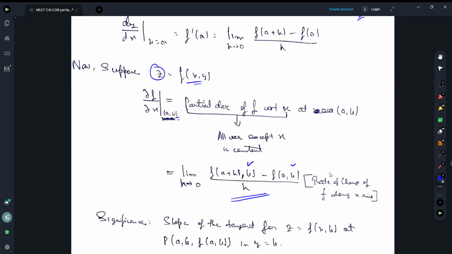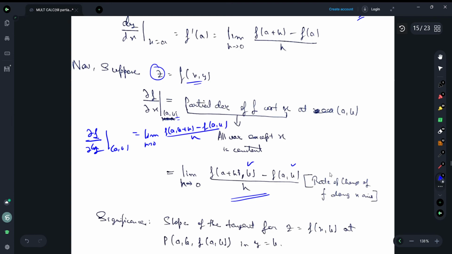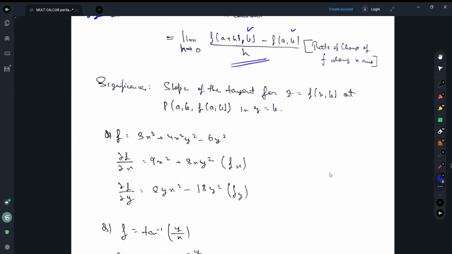And a similar definition will give you the value of the derivative of the function at the point (a, b) with respect to the variable y as limit h tends to 0, f of (a, b plus h) minus f of (a, b), over h. Is it clear?